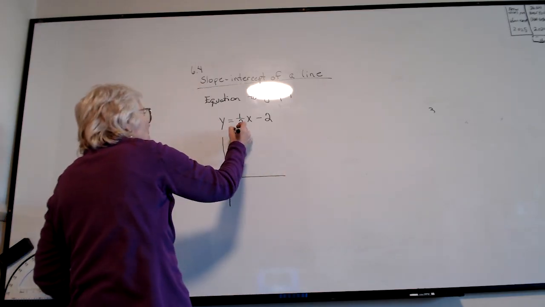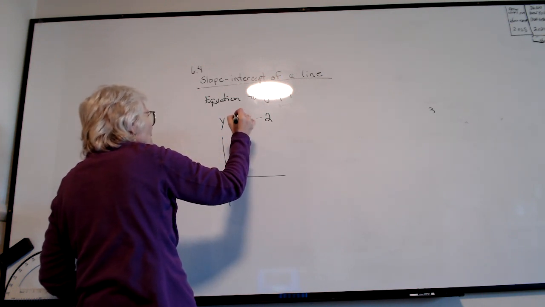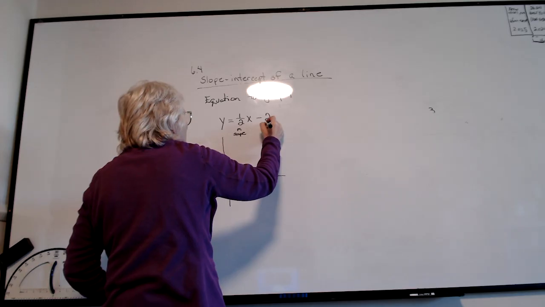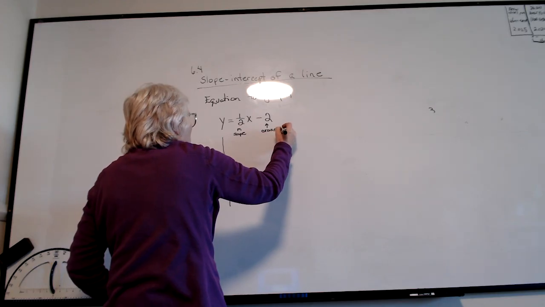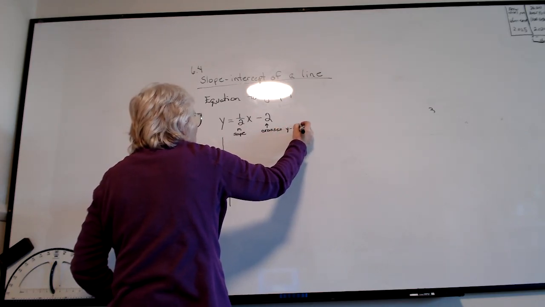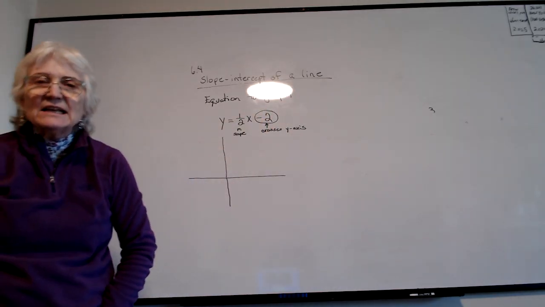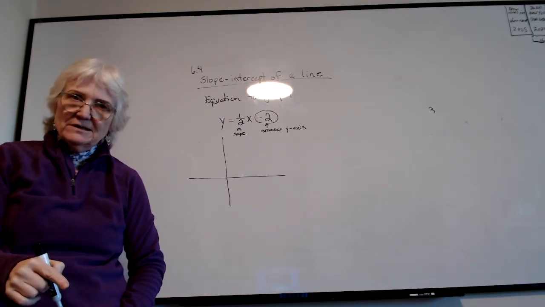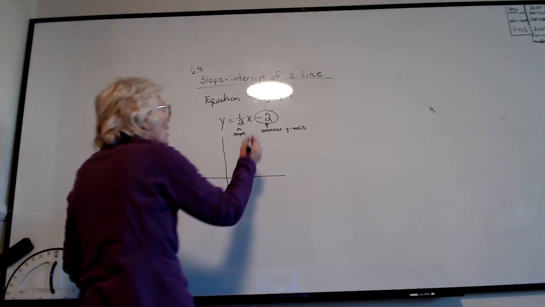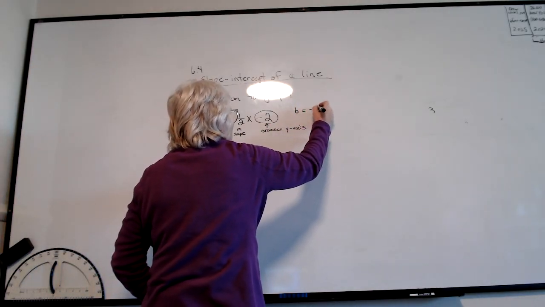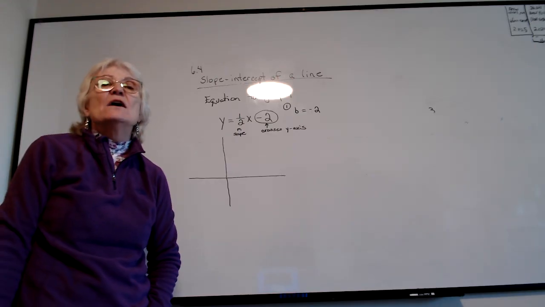Okay, if I remember, this is my m or slope. This is my change in y over my change in x. This number here is where it crosses the y-axis. Now, when we're looking at this, we have to take its sign. So its sign here is -2. It's a -2, so that means our y-intercept, our b, is going to be -2. So step 1 is always find the y-intercept first.